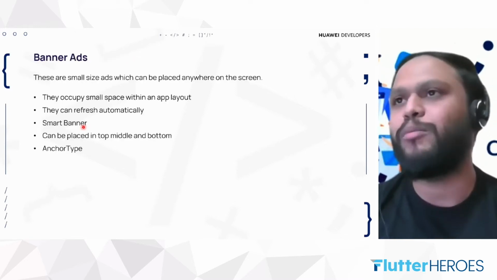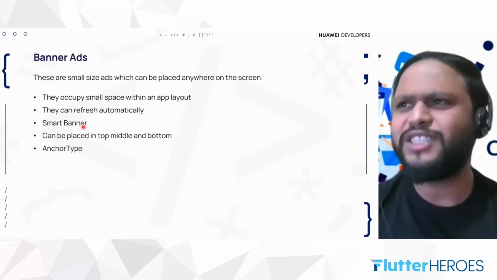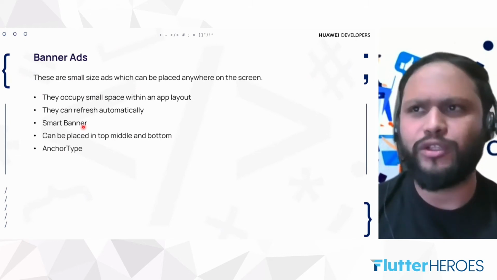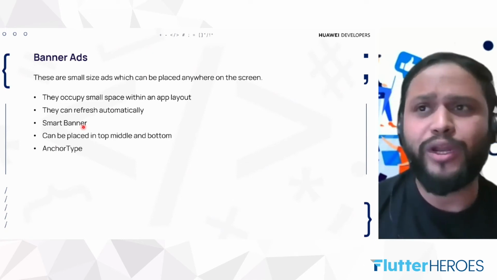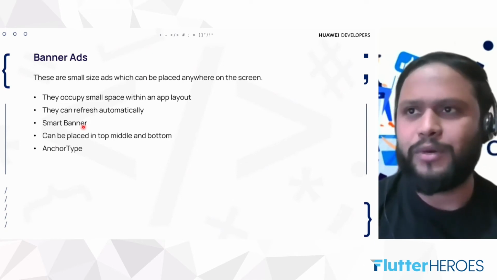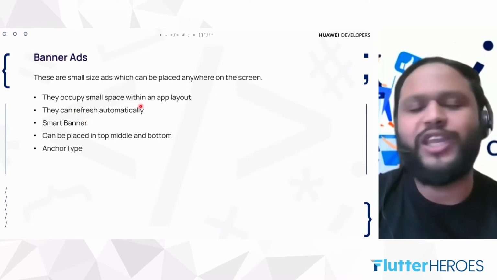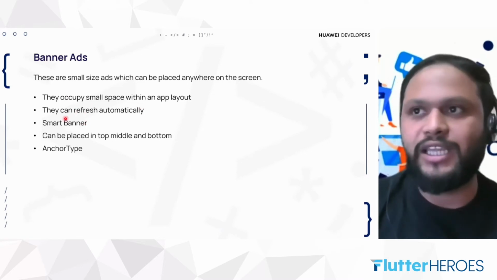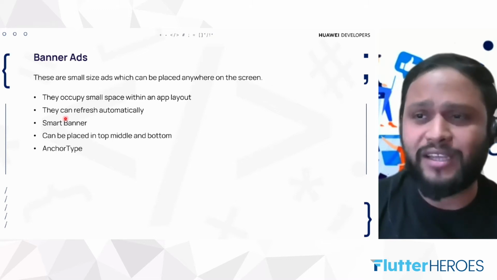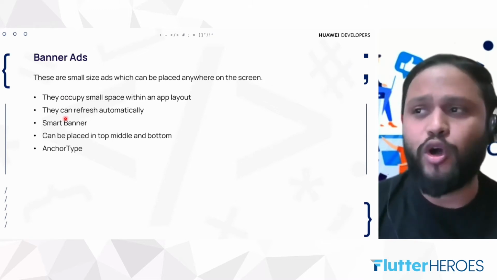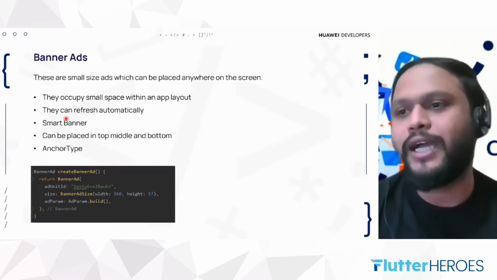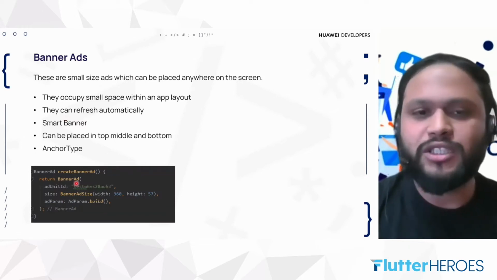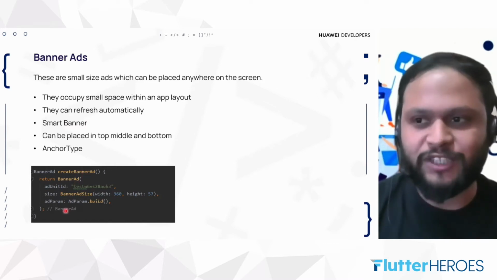So I'll quickly show you about banner ads. Very small ads can be placed anywhere on screen depending upon how you are creating your UI. A couple of specific points: they occupy very small space. They can refresh automatically. They are smart banners as well. They can be placed on top, middle, and bottom, and they have an anchor type. Now, how to create these kinds of ads? Only this much amount of code is required to create a banner ad specifically.